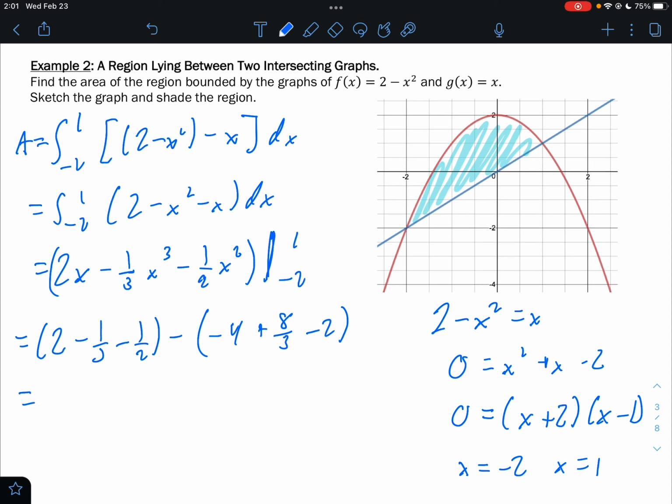So doing some simplifying there, 2 plus 4 plus 2 is 8. Negative 1/3 minus 8/3 is negative 9/3, which is negative 3, and then minus 1/2. So that would be 5 minus 1/2, which is 4.5, or 9/2.